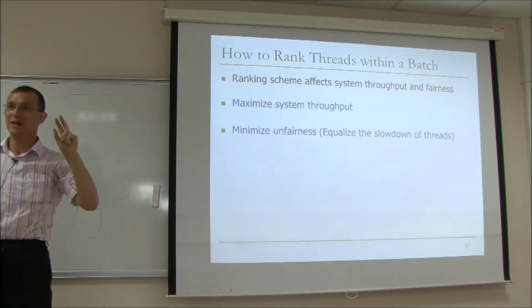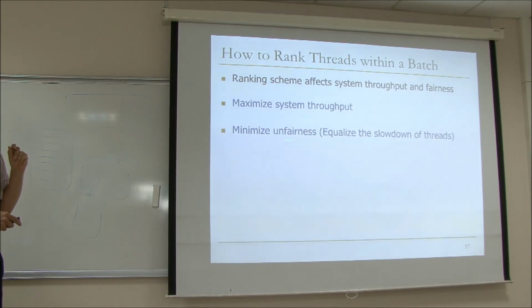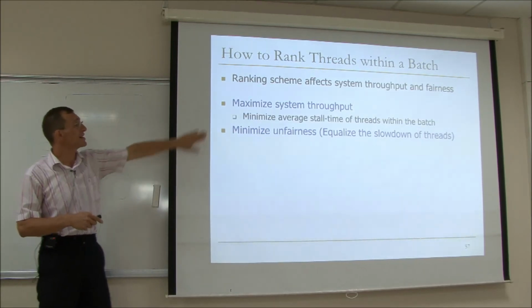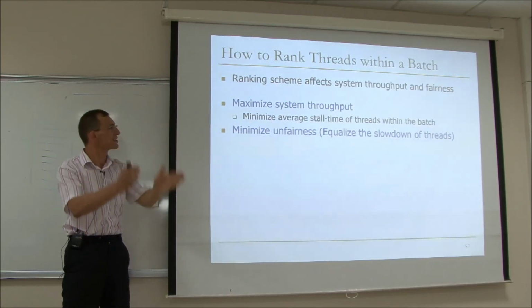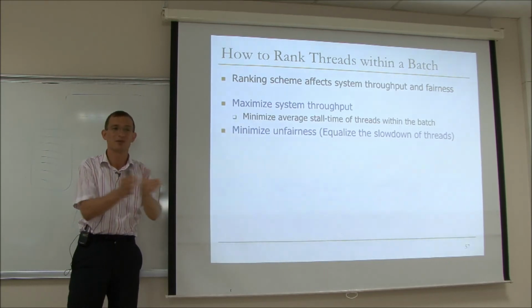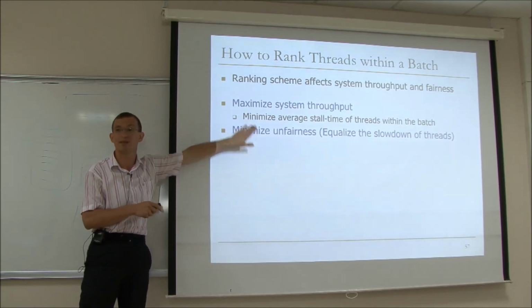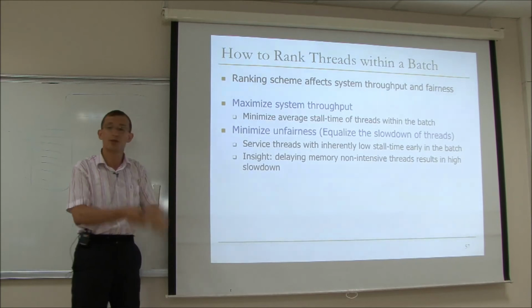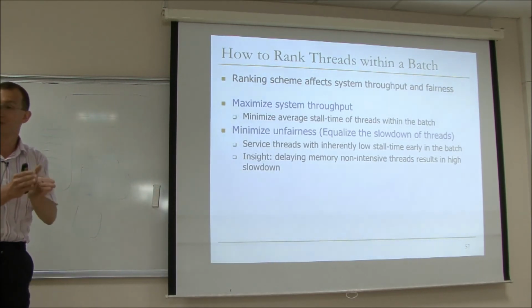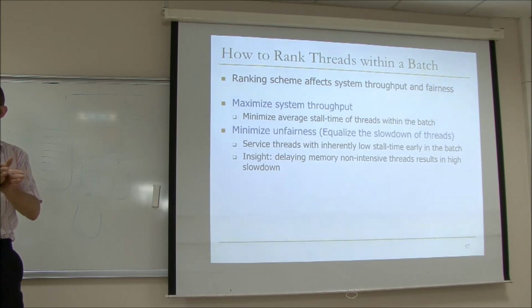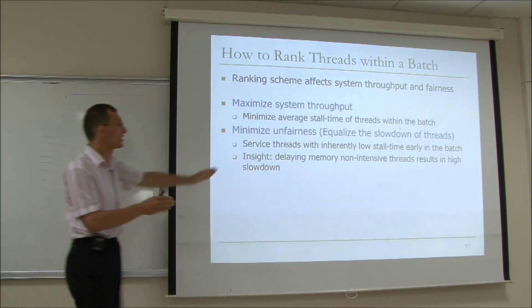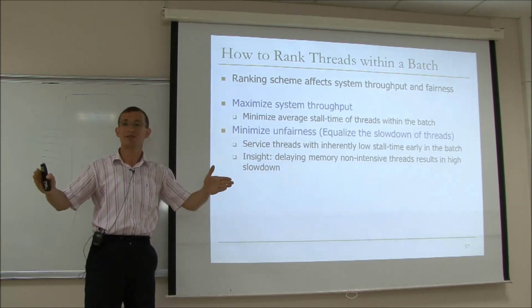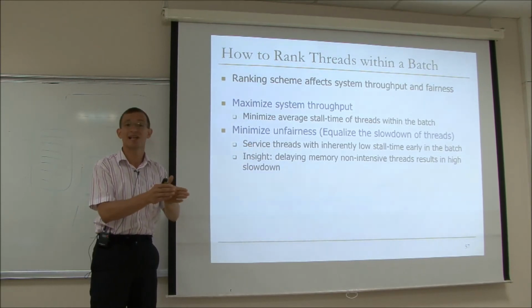Again, we have two goals. We want to maximize system throughput. We want to minimize unfairness, and unfairness is, we want to equalize the slowdown of different threads. To maximize system throughput, remember the red parts where the thread is stalling? We would like to minimize those, right? Minimize the average stall time of threads within a batch. To minimize unfairness, we'd like to service threads with inherently low stall time early in the batch. So if a thread has very low stall time, it's not very memory intensive, we'd like to service those earlier. Why? Because if you have two threads, one is not memory intensive and one is memory intensive, if you delay them by the same amount, the effect on the thread that is not memory intensive is a lot higher.